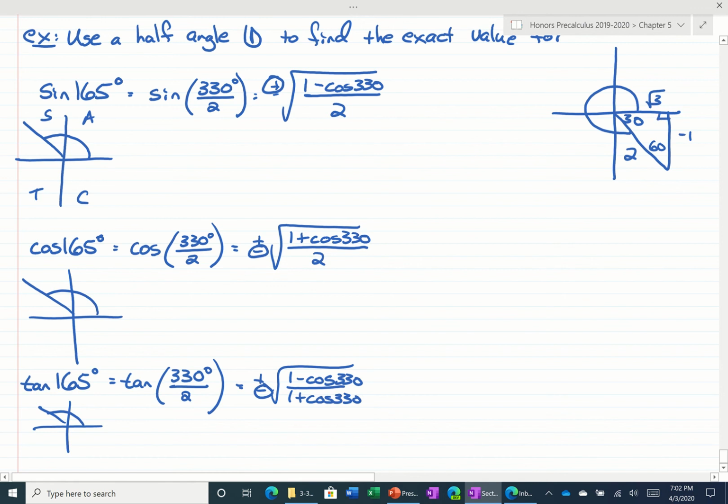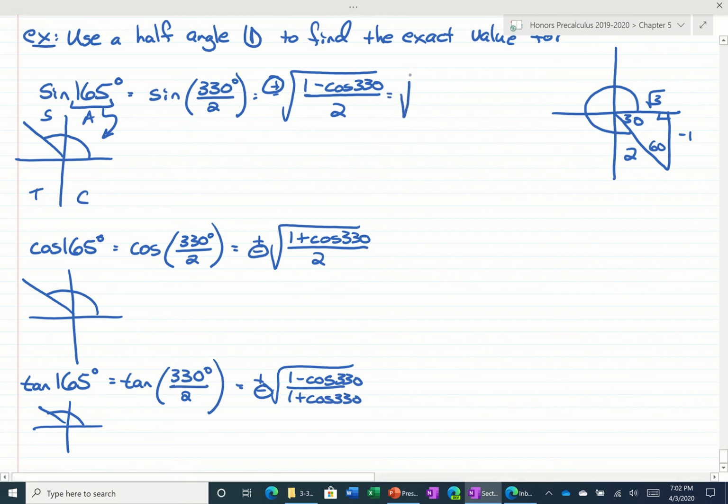So now let's find the cosine of 330 to figure out the inside part of the radical. It's a little confusing. You use the original to figure out if the answer is positive or negative, but you use the 330 to actually plug into the formula. So I hope that makes sense. If it doesn't, just leave me a comment. But let's figure out what this is.